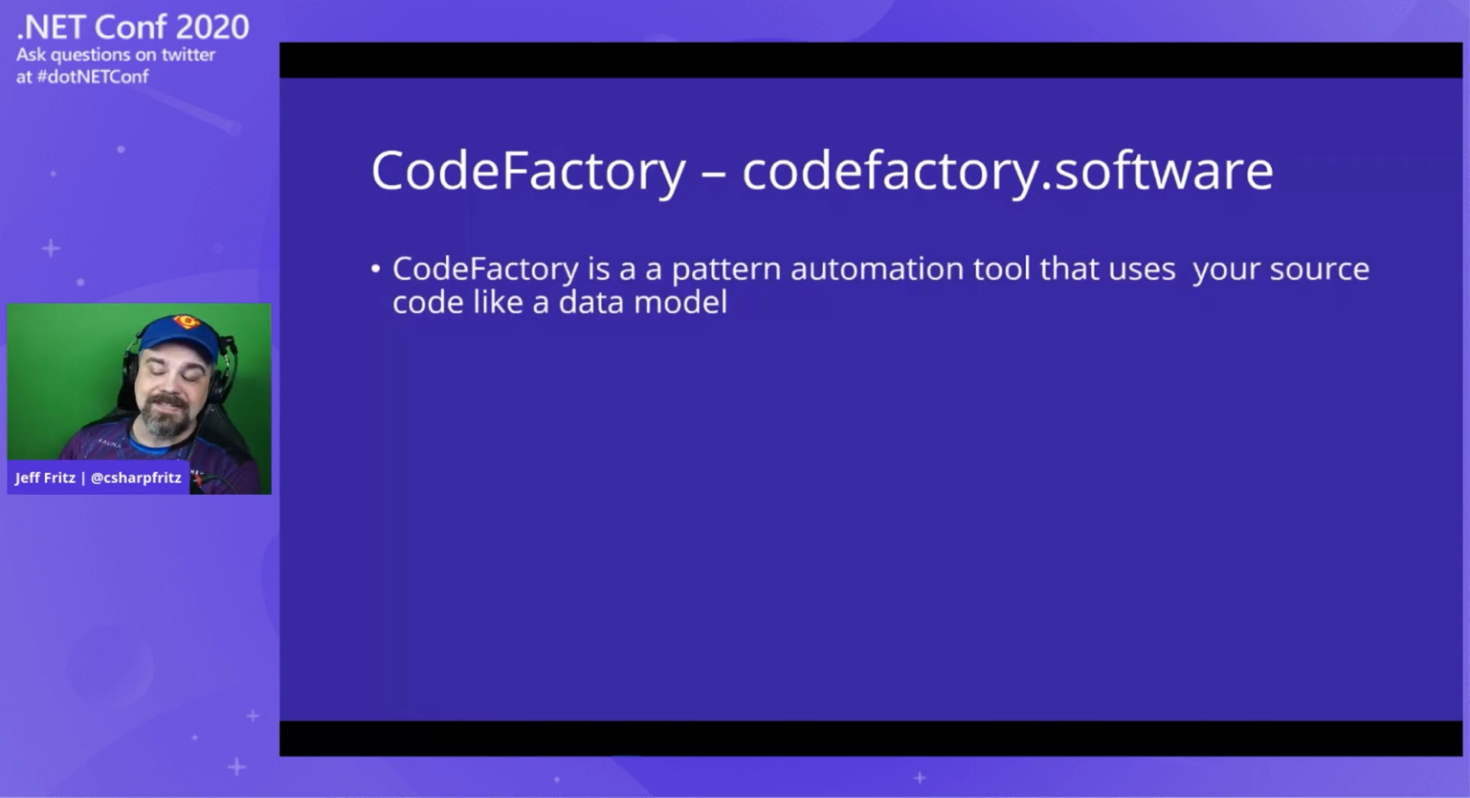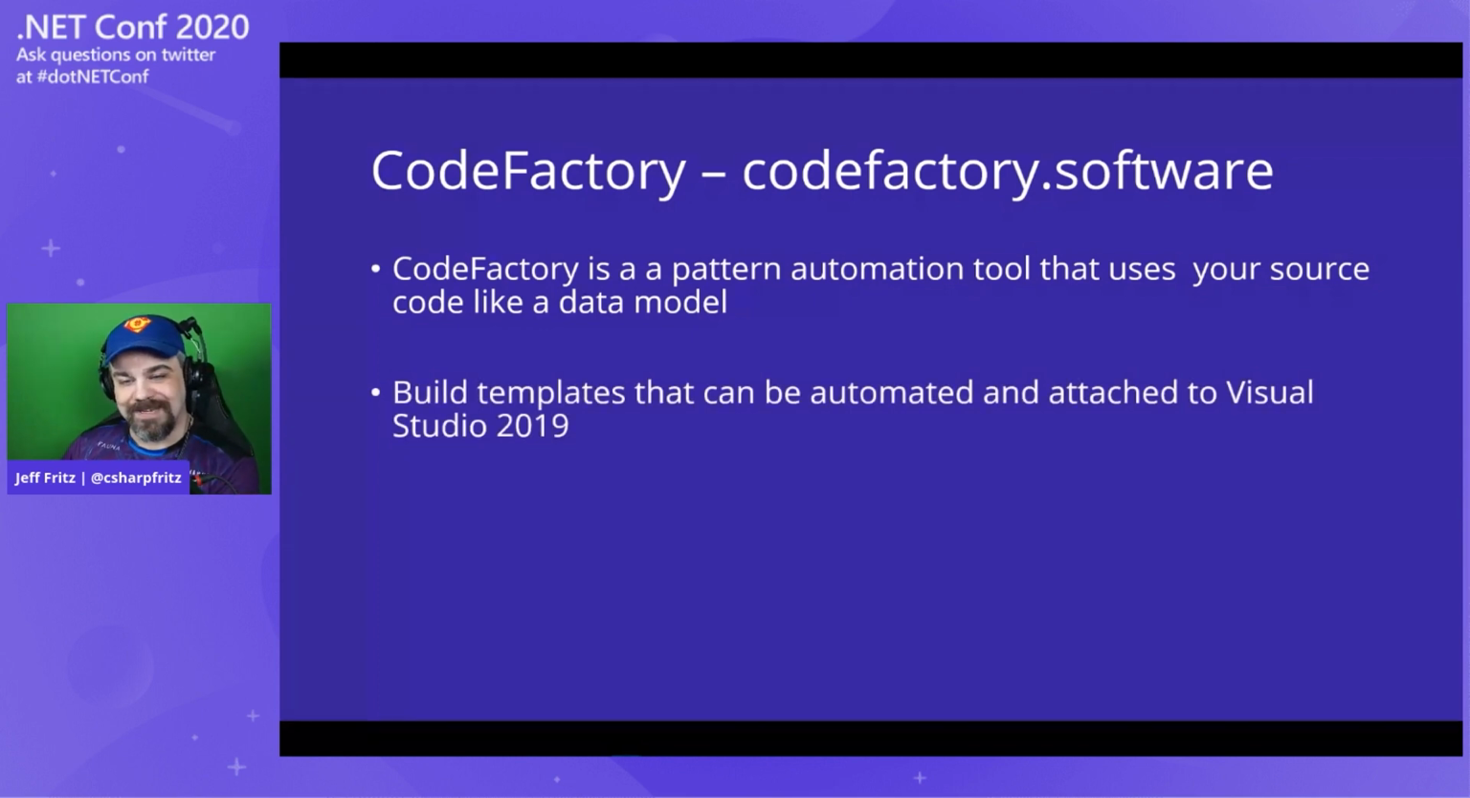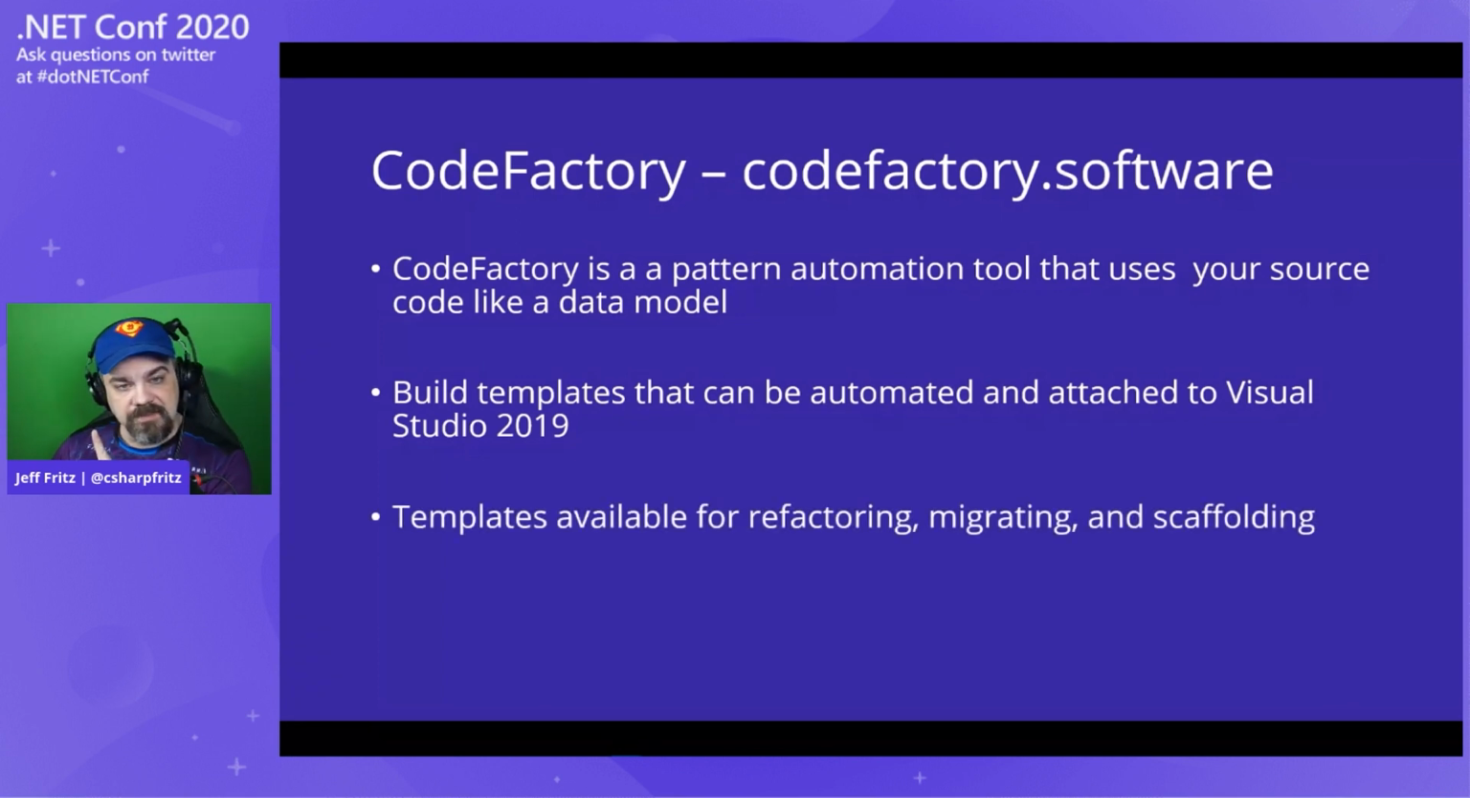Now, Code Factory is a pattern automation tool that uses your source code like a data model. It runs inside of Visual Studio 2019, and it builds templates that will automate and attach to your code and allow you to do some pretty cool things with it. So think of this as refactoring on steroids, with the ability to add in dialogues and commands directly into Visual Studio with just a little bit of code that isn't the Visual Studio extension APIs.